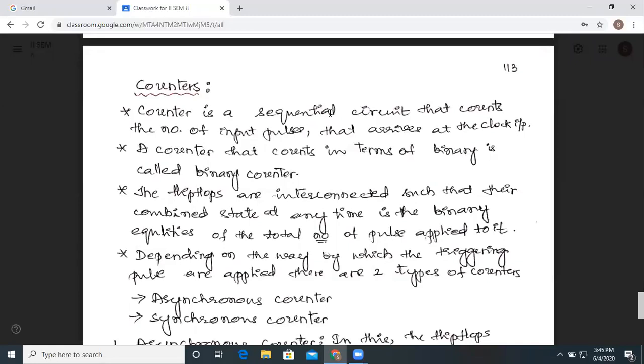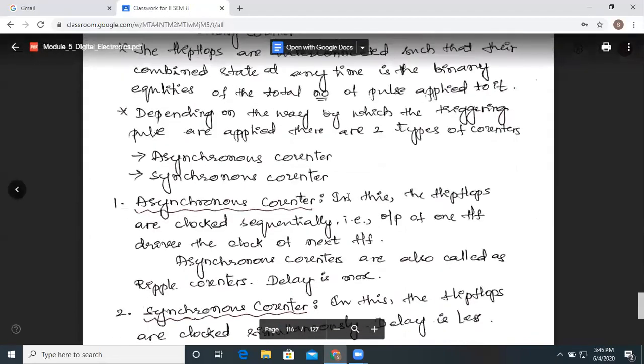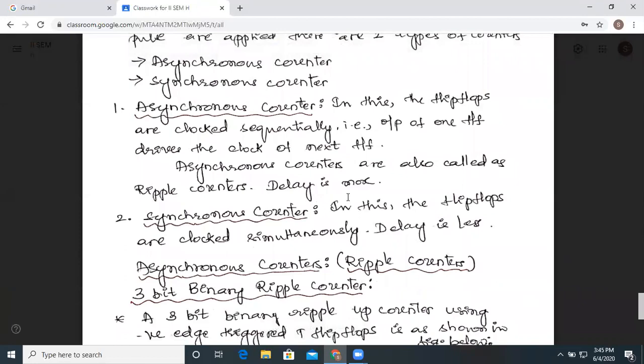There are two types of counters. They are the asynchronous counter as well as the synchronous counter. First, we'll see what is the meaning of an asynchronous counter. Here in an asynchronous counter, the flip-flops will be clocked sequentially.